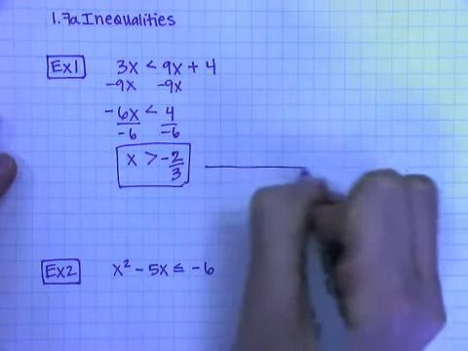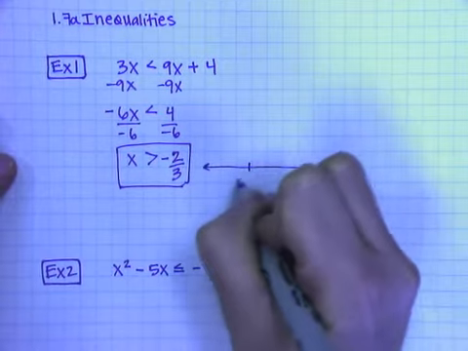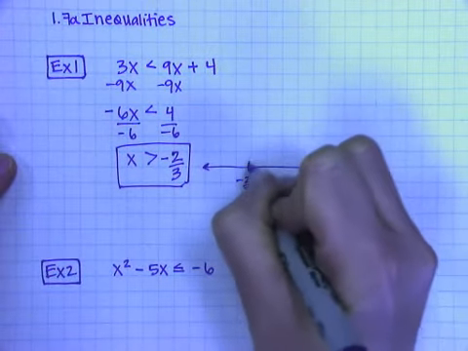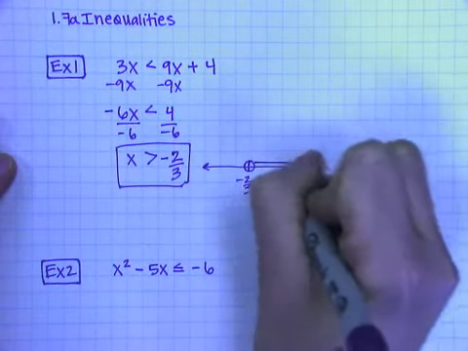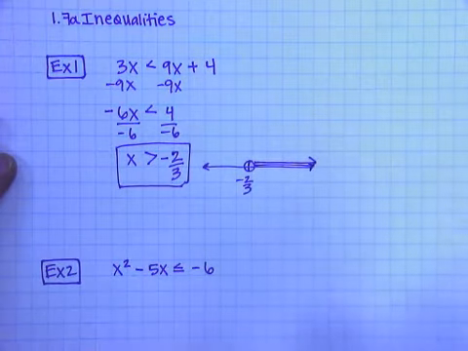Now, on a number line, if I were to graph this, I would put negative 2/3 down. I would use an open circle, and I would graph everything greater than, so we'd be shading above.